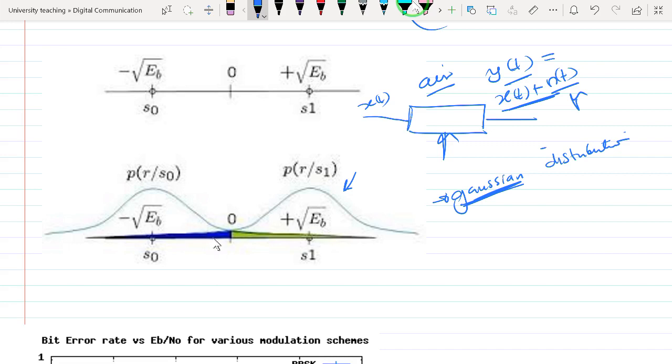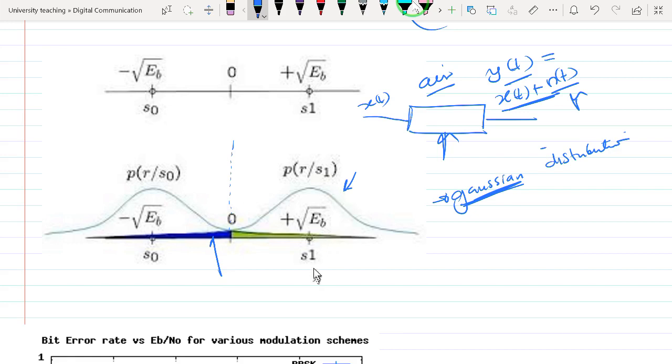But then there is this small portion that crosses the decision boundary. Remember, we talked about the decision boundary at some point. That is the value over which, when a signal falls below it, the signal is going to be considered to be the opposite of the one that was sent.